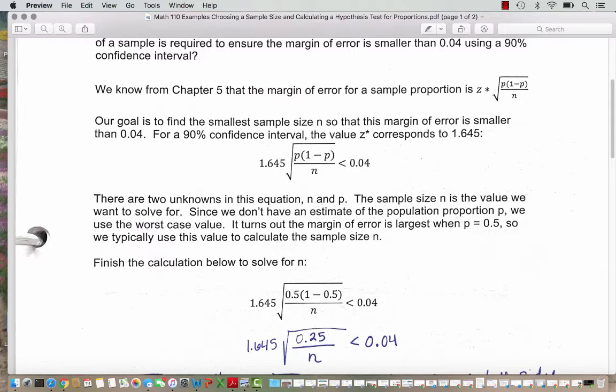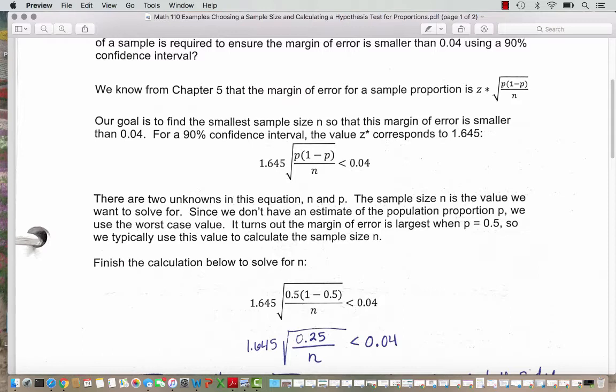Now this is a little tricky because we don't know the sample size, but we also don't know the proportion. We haven't gone out and conducted our study yet. So we use the proportion value that's going to give us the largest margin of error. The sample size n is the value that we want to solve for.